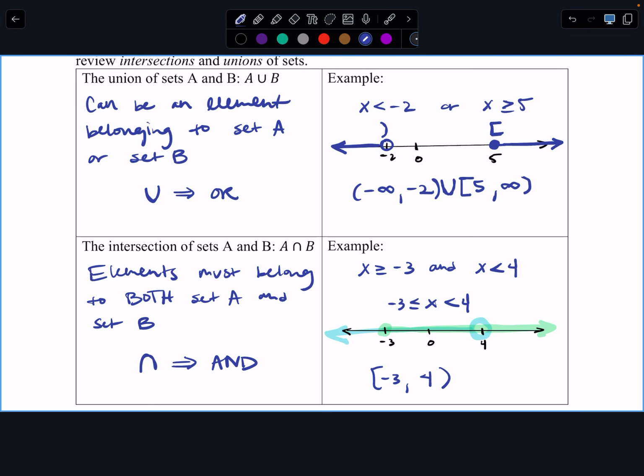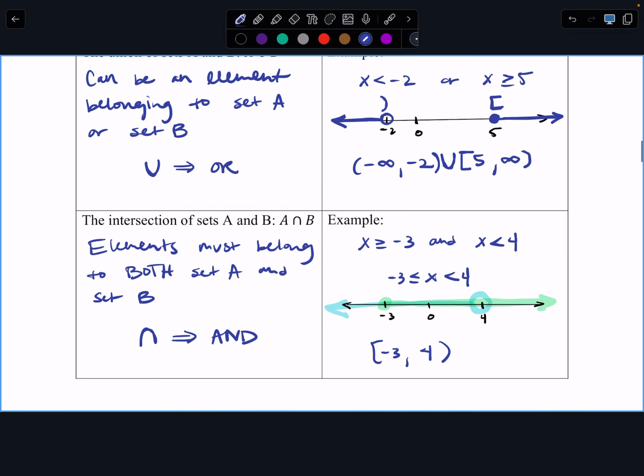Questions? My experience teaching the pre-calc honors course for a long time is that students still have trouble understanding intersection versus unions, and it's something that takes a while to process. Are we feeling okay about this? Okay, cool.